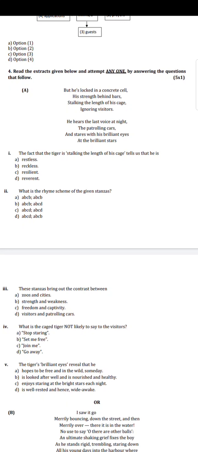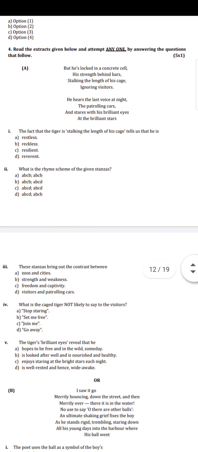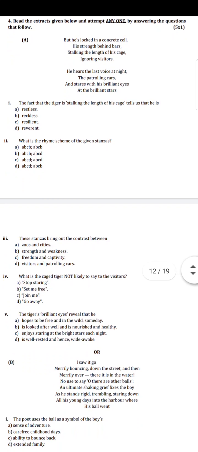Again, in extract based questions from your poetry section, from your literature part, you'll be given 2 questions. You have to attempt only one. 5 questions in total, 4 options in each question. Tick the right one, write the right option.